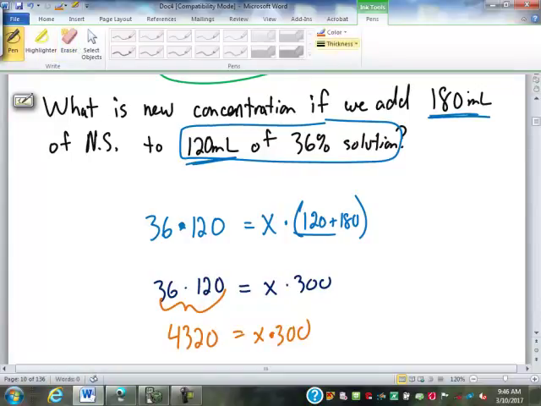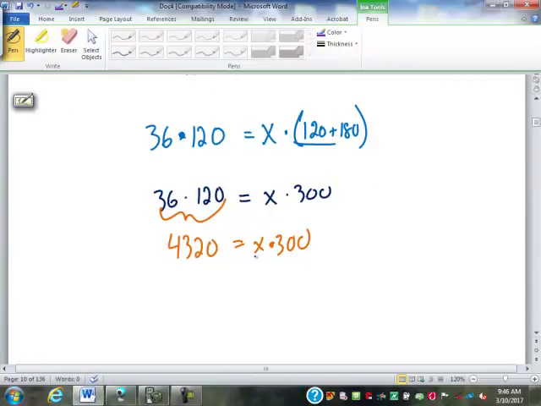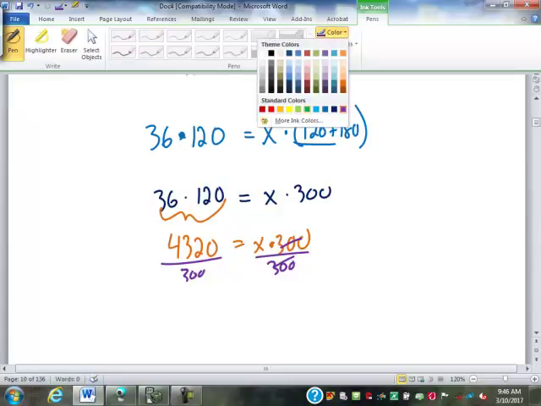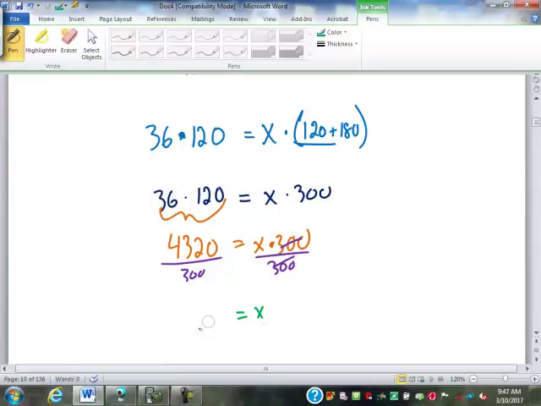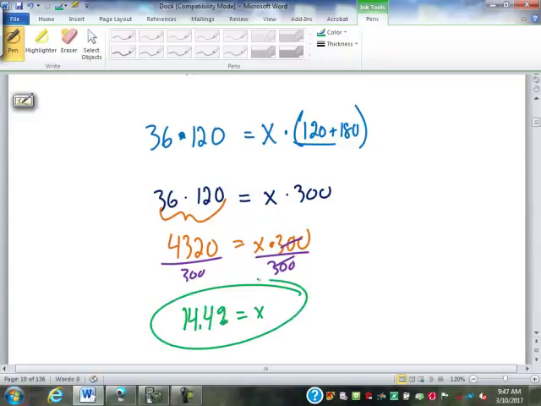And then finally, we solve that by doing what? Divided by the 300. So X is 14.4%. Unit concentration. What do you think? Not terrible?